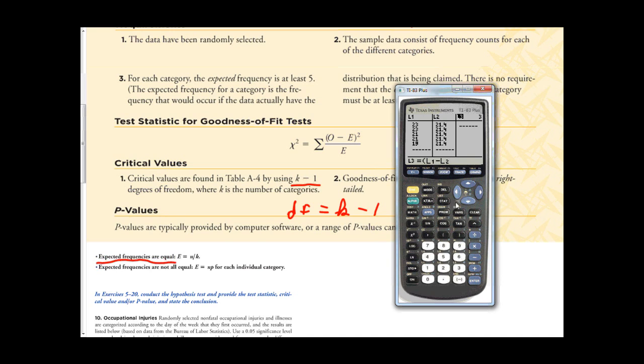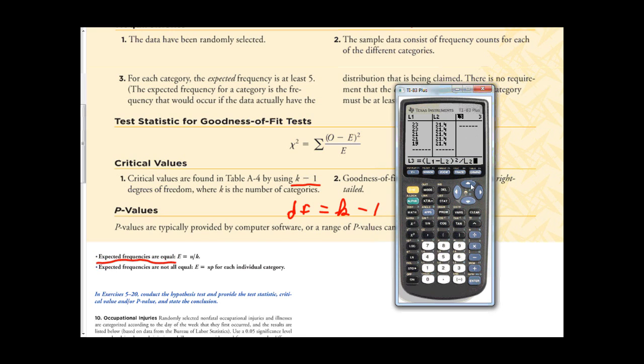So I see L1 minus L2. I'm going to close that parenthesis and square it, raising it to the power of 2 by hitting the x squared button here. So list 3 should equal list 1 minus list 2, subtracted first and then squared. And I want to divide that answer by the expected value. The expected values, remember, are in list 2, so I'm going to divide by second L2. This calculates all of these individual differences squared, and then divides all of those by the corresponding expected value, 21.4.